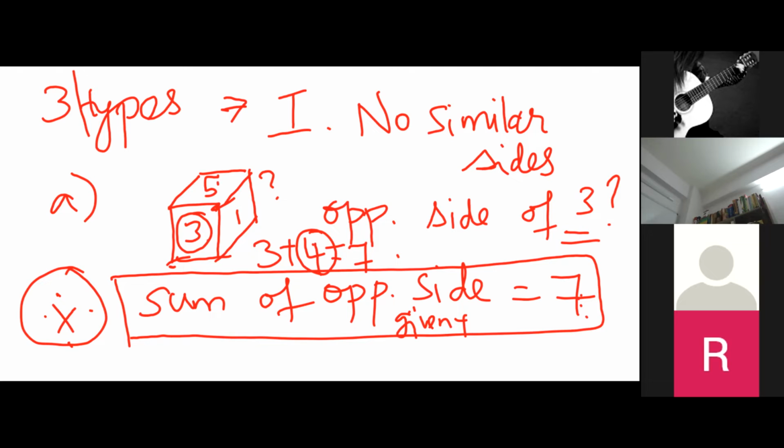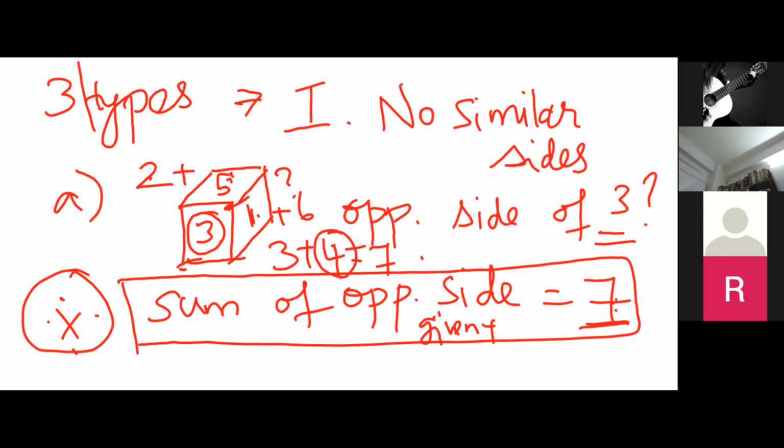If they're asking the opposite side of 5, what should I add to 5 to get the sum of 7? I will add 2, right? So I can immediately tell the answer that the opposite side of 5 is 2. So what is the opposite side of 1? What should I add to 1 to get a sum of 7? 6. That's all.